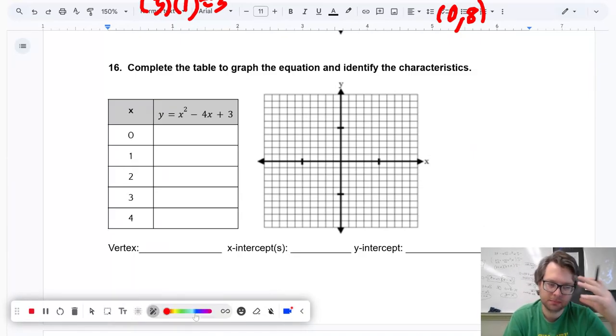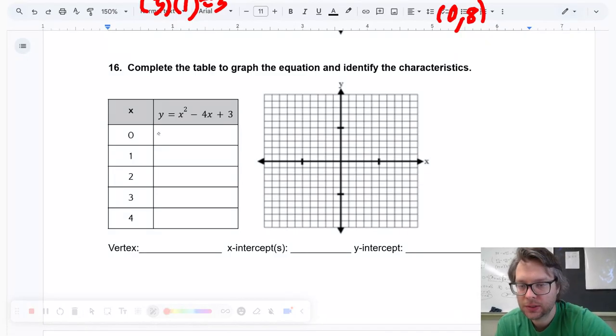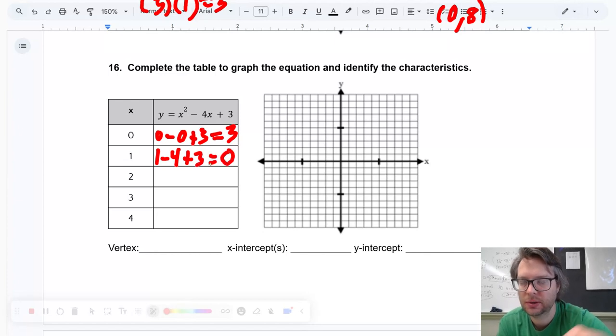It's the same idea, but instead of plugging in the x's and then multiplying those answers, standard form means you plug in the x's, then you add those answers together. So 0 squared, 4 times 0, and 3, adds up to 3. 1 squared, 4 times 1, and 3, adds up to 0. Because 1 minus 4 is negative 3. Negative 3 plus 3 is 0.